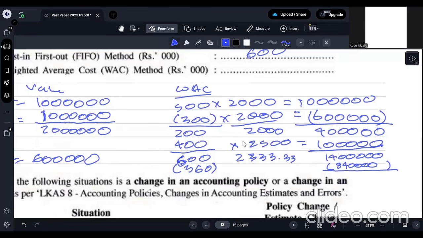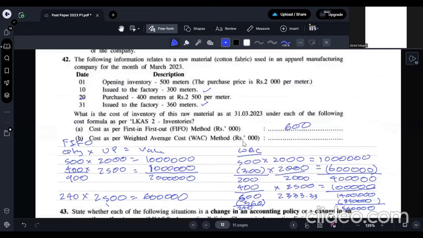So that will be 1,400,000 minus 840,000, 560,000. That is 240 units. So closing stock based on WAC method will be 560,000. Based on FIFO, 600,000.